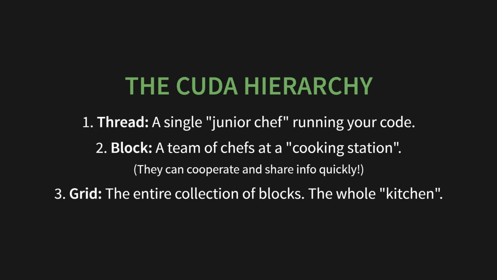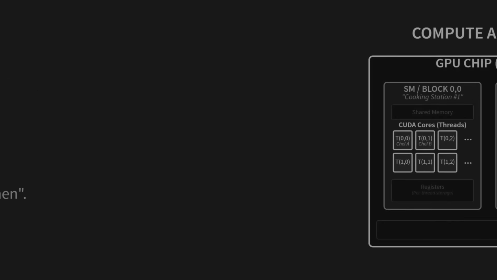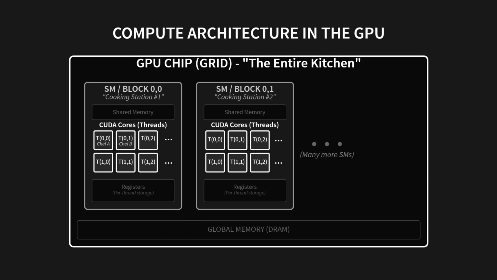Now let's see what this looks like on the actual hardware. This diagram shows the compute architecture in the GPU. The entire chip is the grid, or the entire kitchen. Inside, you have all these SMs, which are like individual cooking stations. Each station runs a block of threads. And inside the stations are the CUDA cores, which are the individual threads, your Chef A, Chef B, and so on. Now, notice how each station has its own little workbench called shared memory. And each chef has their own personal storage called registers. We'll come back to that.